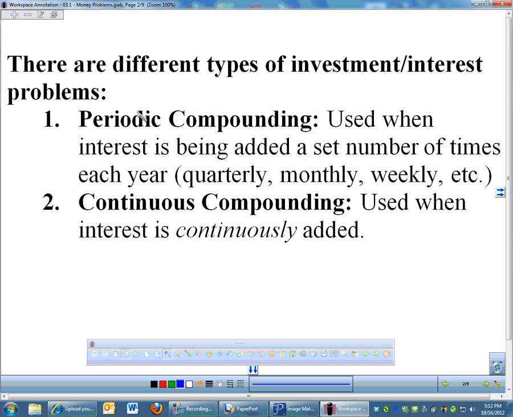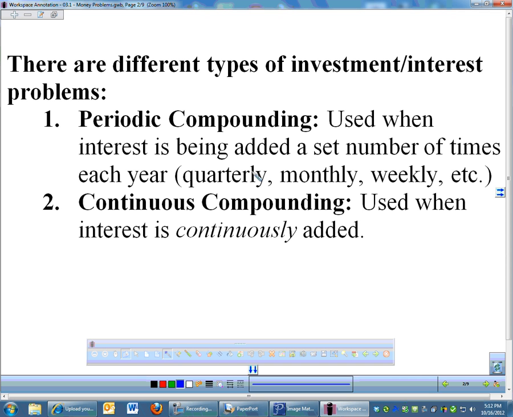There are two types of investments or interest problems that we're going to do in this class. One of them is periodic compounding. That's usually what happens. That's when the bank adds interest like once a month or something like that. Then there's continuous compounding, and that's when interest is continuous, like it's always added. They never stop adding interest.